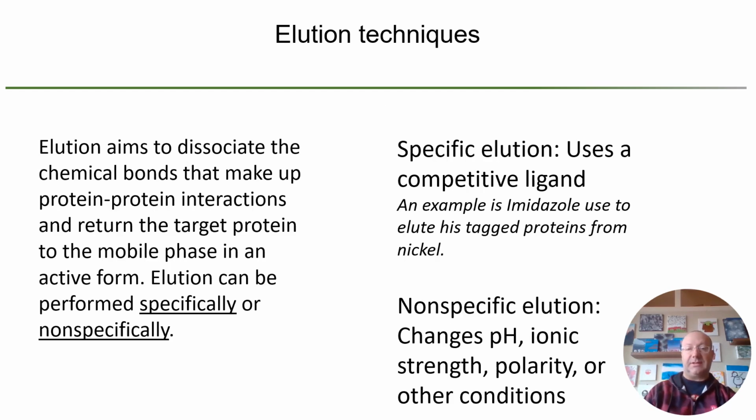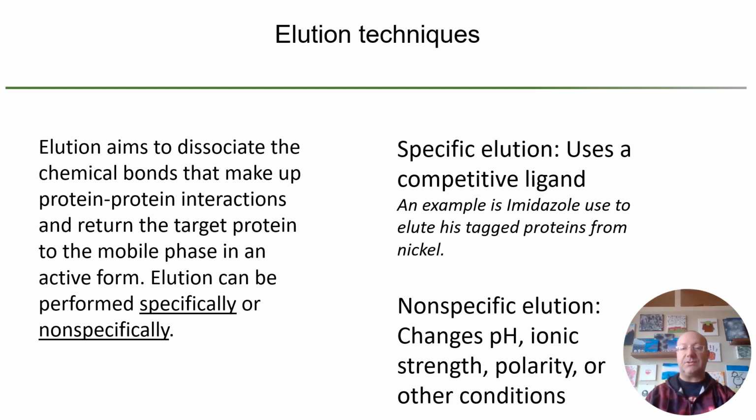Okay, so elution techniques continued here. There are really two types of elutions that are used in affinity chromatography processes. One type of elution is a specific elution, which uses a competitive ligand. A good example of this is his-tag proteins on nickel columns are eluted by adding imidazole.